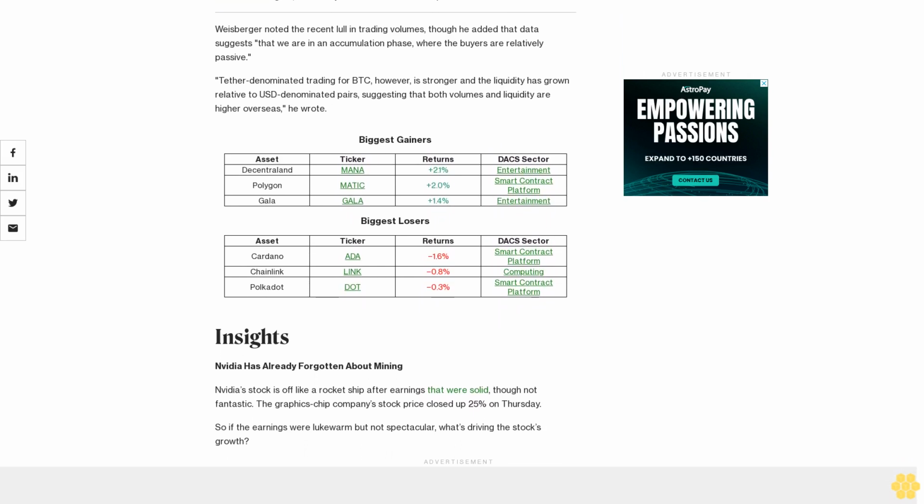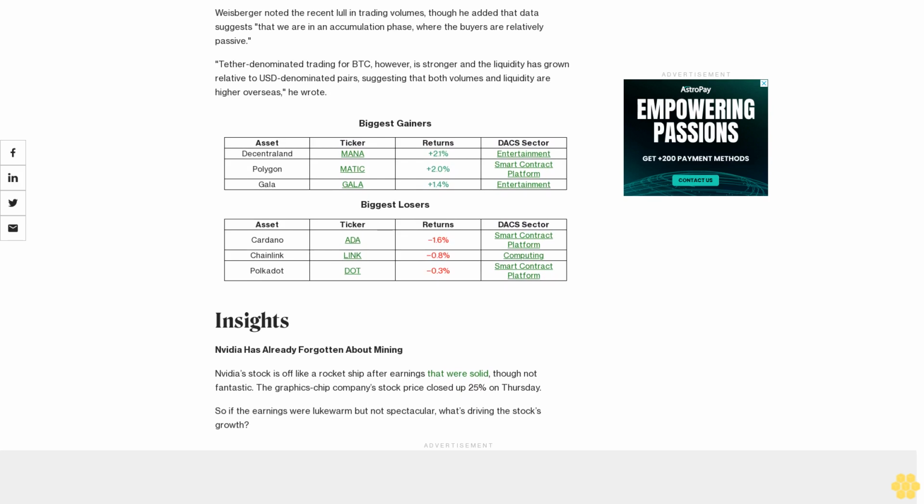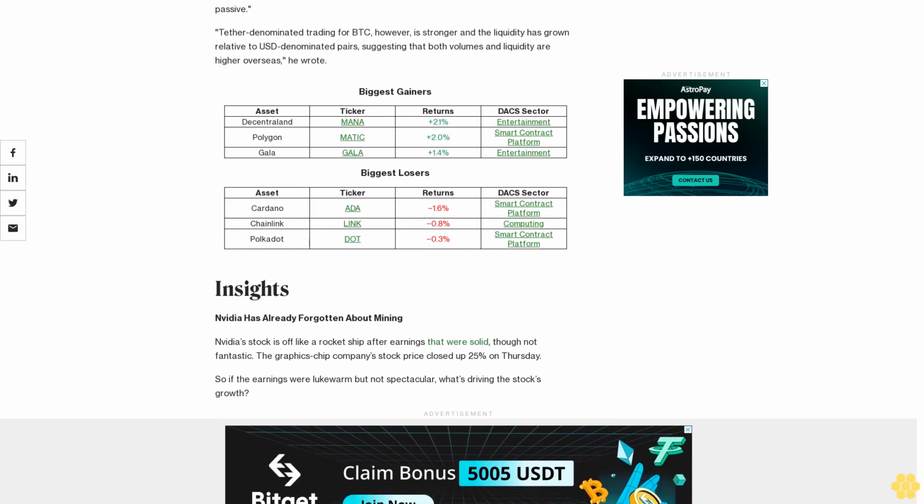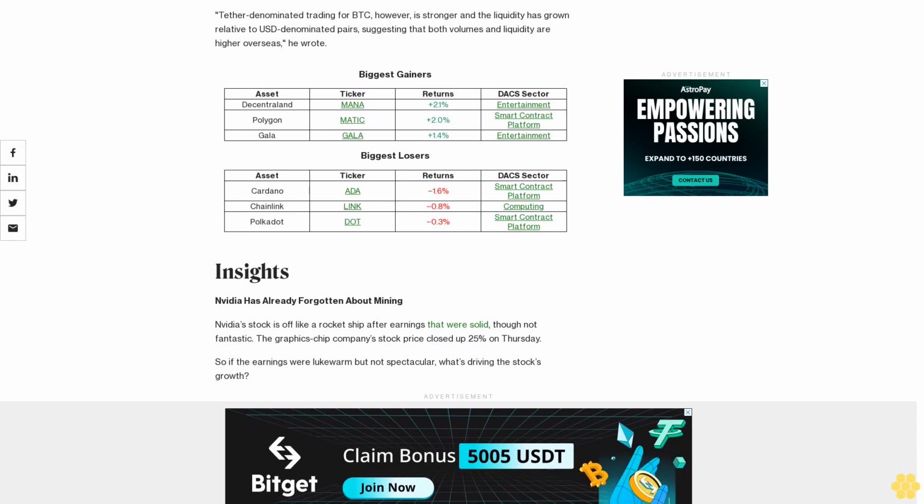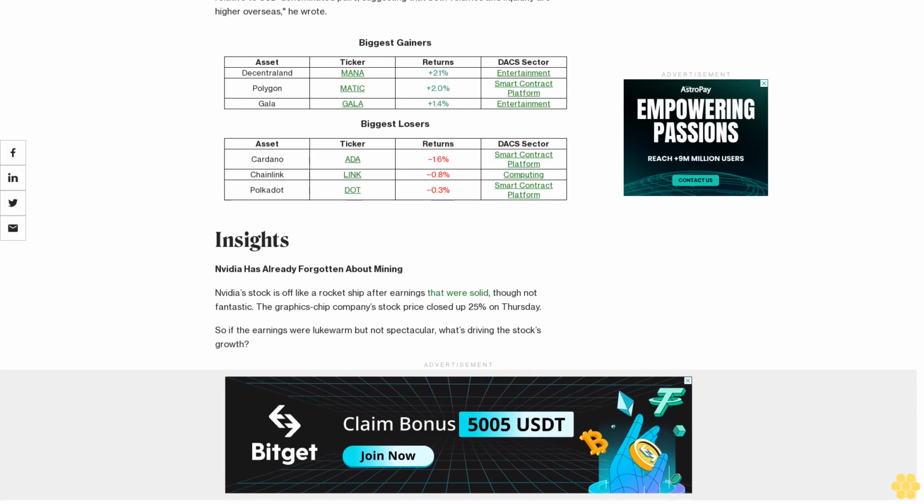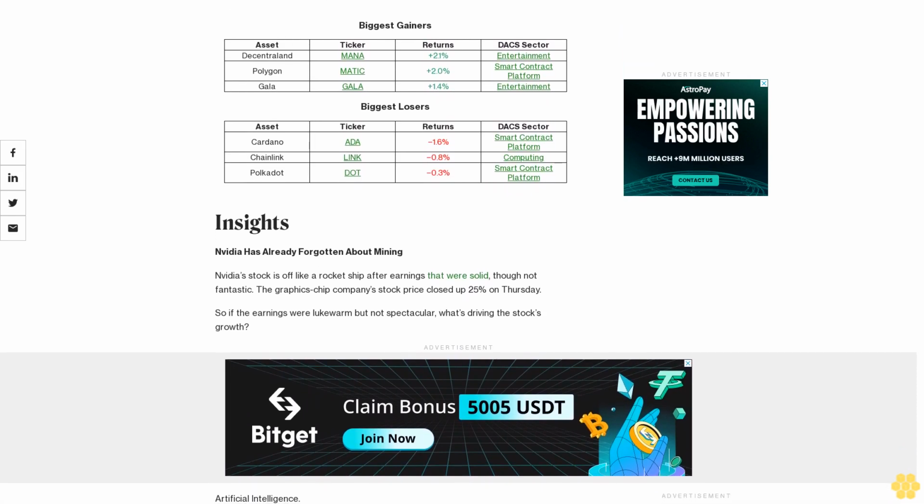Insights: Nvidia has already forgotten about mining. Nvidia's stock is off like a rocket ship after earnings that were solid, though not fantastic. The graphics chip company's stock price closed up 25% on Thursday. So if the earnings were lukewarm but not spectacular, what's driving the stock's growth? Artificial intelligence.